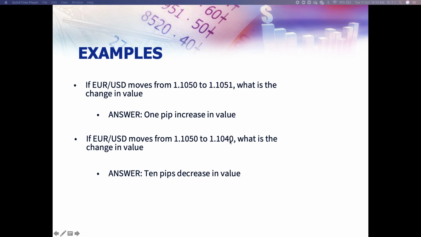Now the easiest trick I can give you in checking pips is to take the four numbers after the decimal point here and subtract them from these four numbers here, and you are going to get a pip, either an increase or decrease. You are going to know if you do the subtraction, right?